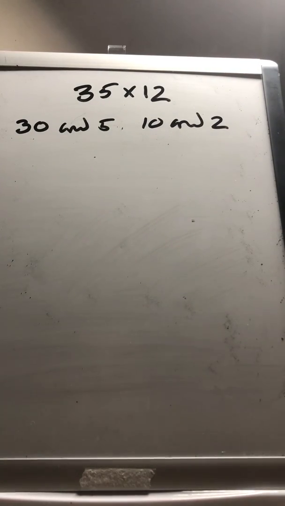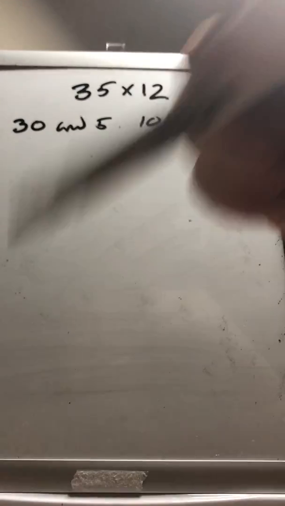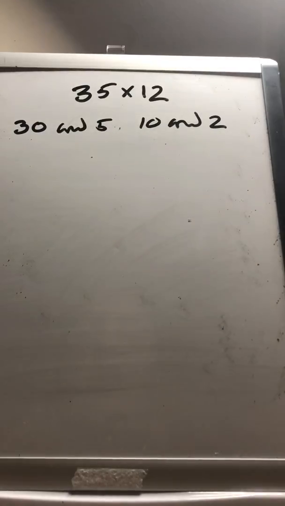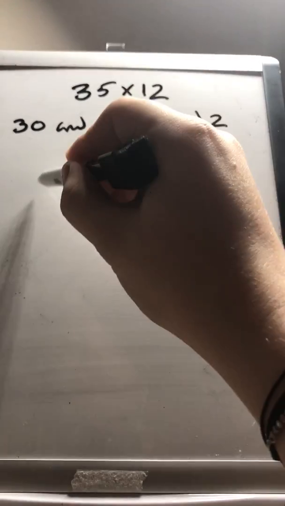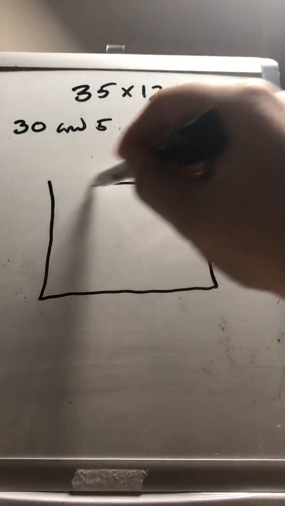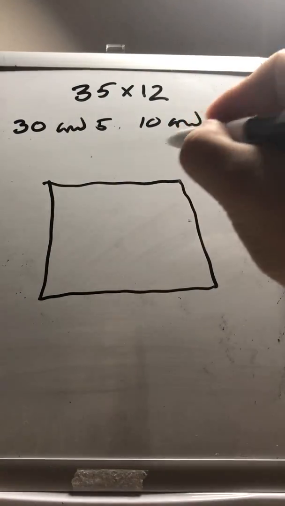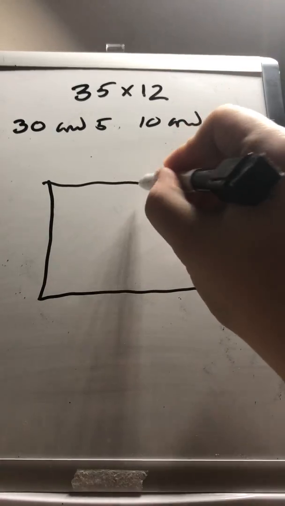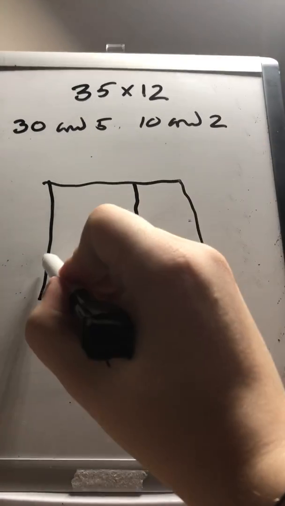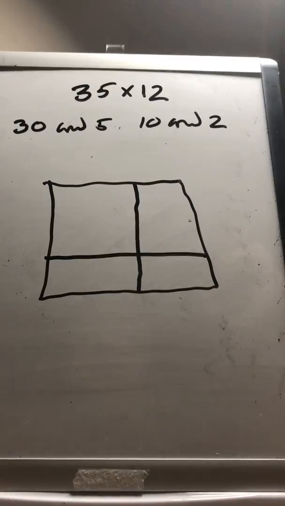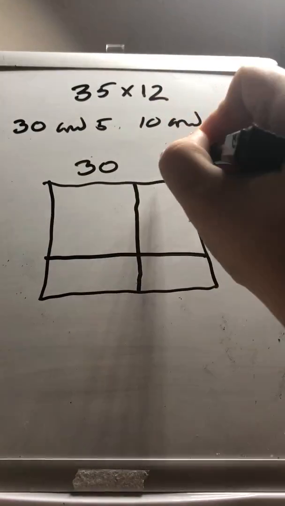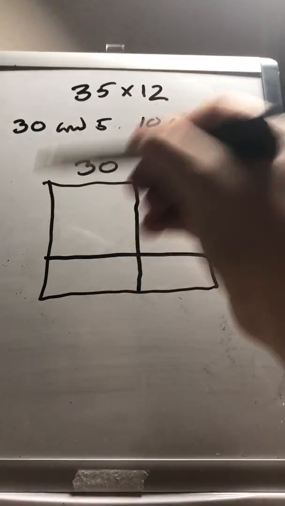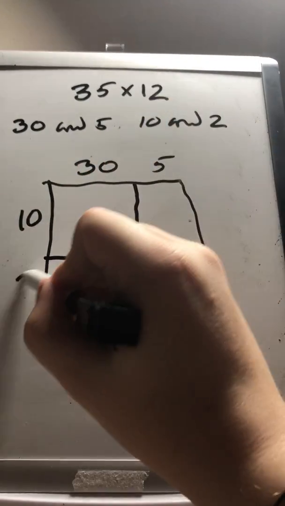Now that we've broken down our numbers into easier numbers to multiply, we can start drawing our area model. And again, this area model is going to be a little bit bigger, because now instead of only having 3 numbers to multiply together, we're going to have 4. So now let's draw a bigger square. Mine's a little messy, but we're going to separate this out. We can draw a line right there and a line right there. Starting off, we can write our 30 and our 5, and then over here on the side, we can write out our 10 and our 2.